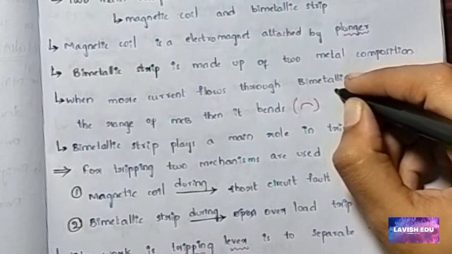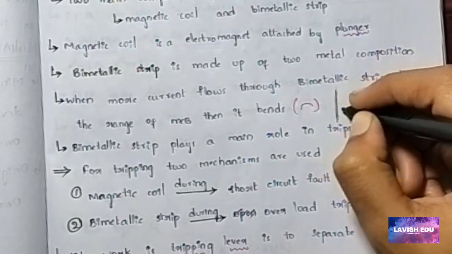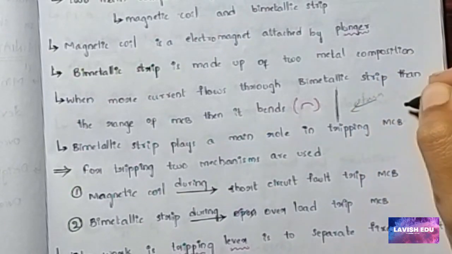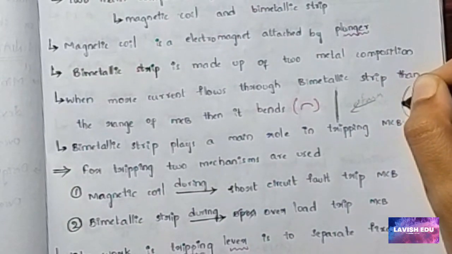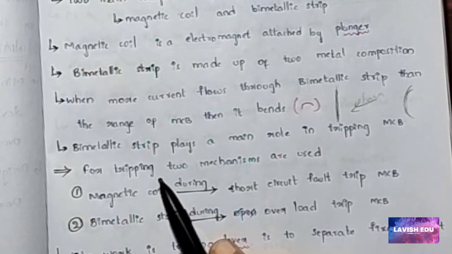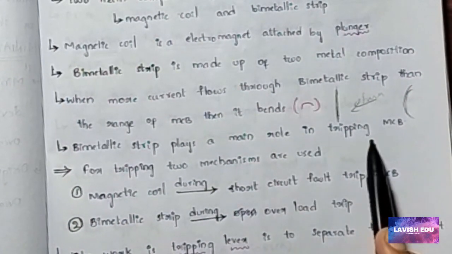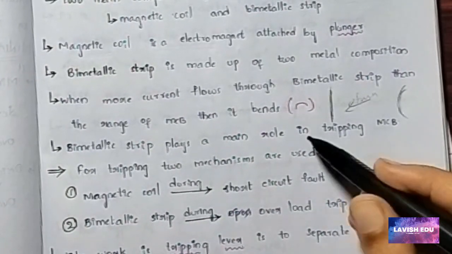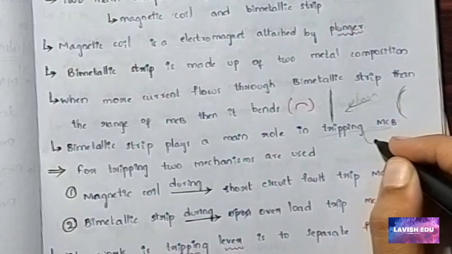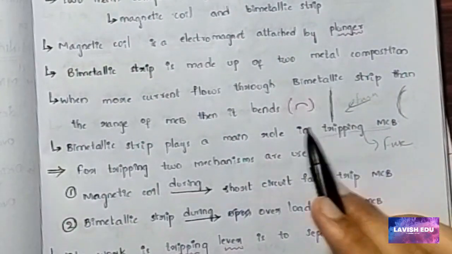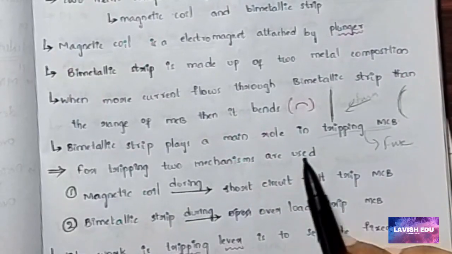Bimetallic strip is actually in this form. When the overcurrent passes, that is fuses, then it bends to curves. Bimetallic strip plays a main role in the tripping mechanism. What is meant by tripping mechanism is, it means like fusing. When overcurrent passes, it trips, means it fuses.